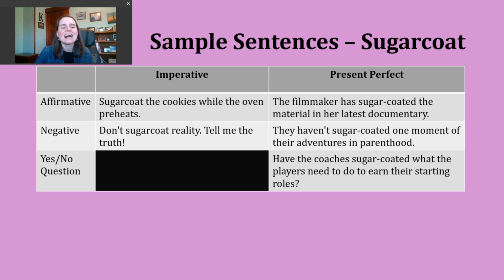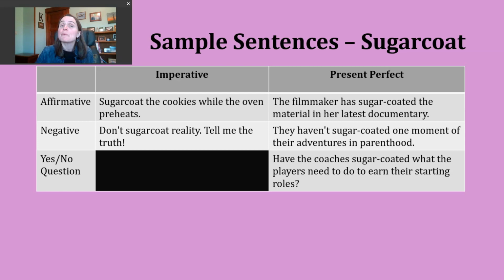Okay? Now, if you want to make a negative imperative sentence, to do this, you'll start with do not and then the base verb. Here again, we are strongly telling someone what to do. This is different than a suggestion, right? It's more like a command. So, an example of this, don't sugarcoat reality. Tell me the truth. Okay, so here, don't make something sound better than what it really is.